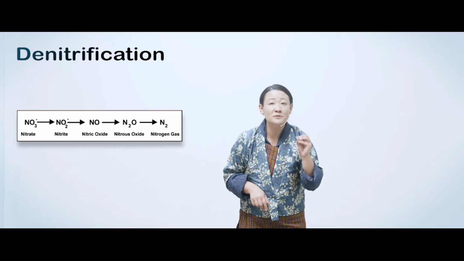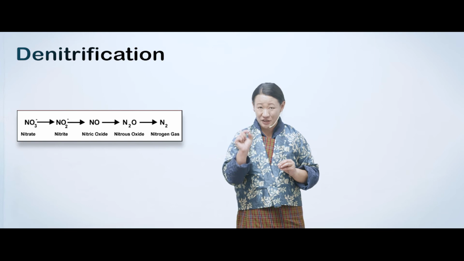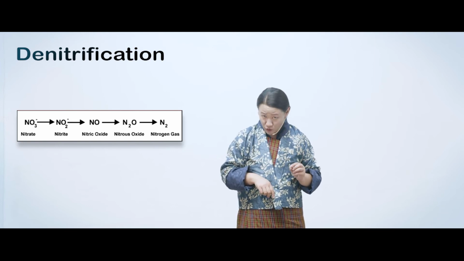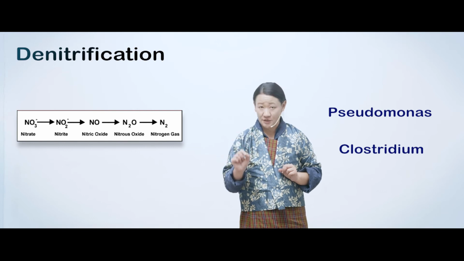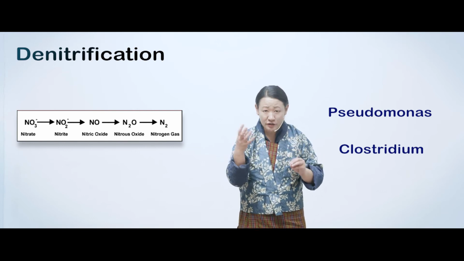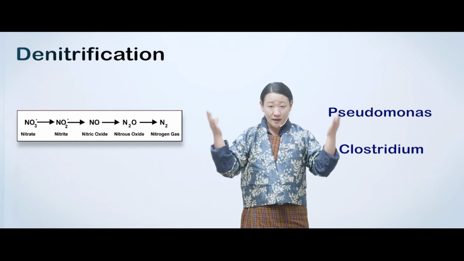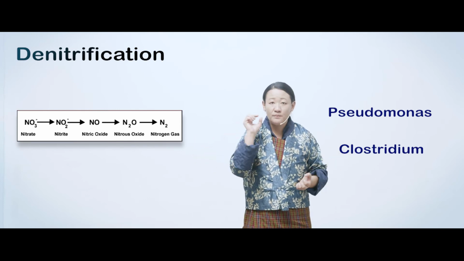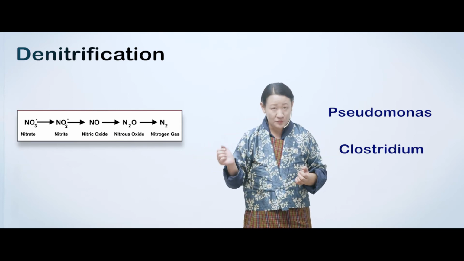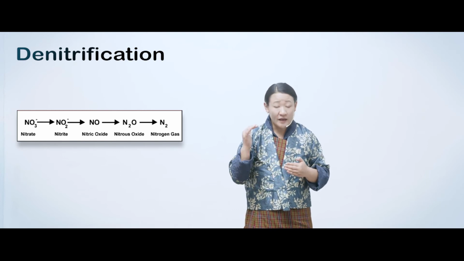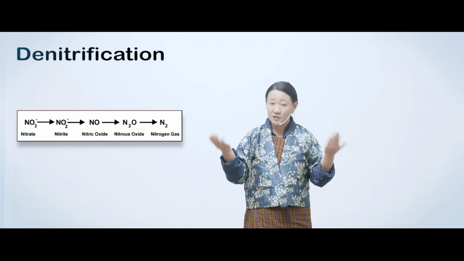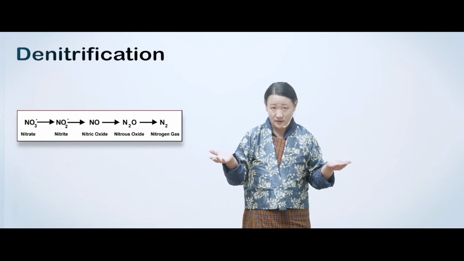Denitrification is performed by bacterial species such as Pseudomonas and Clostridium in anaerobic conditions. They use the nitrates as an electron acceptor in the place of oxygen during respiration. It takes place in the anaerobic conditions such as the waterlogged soil.